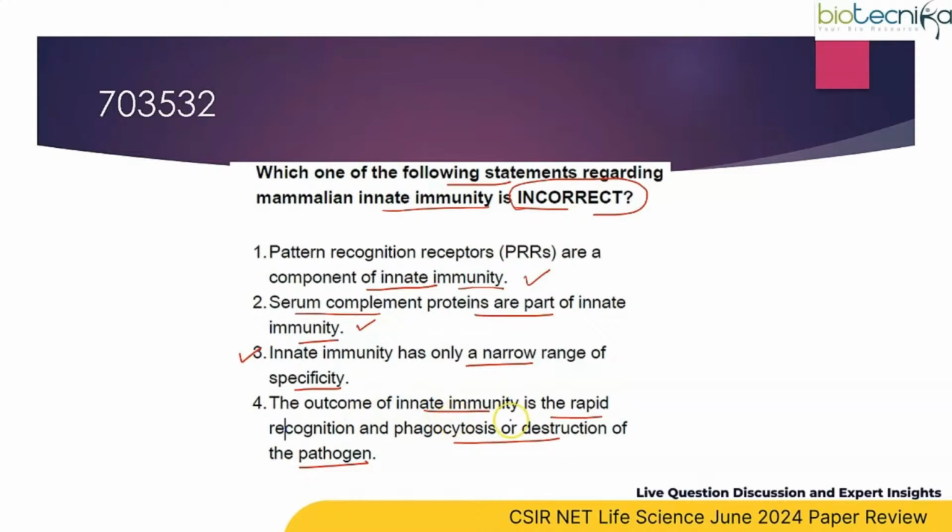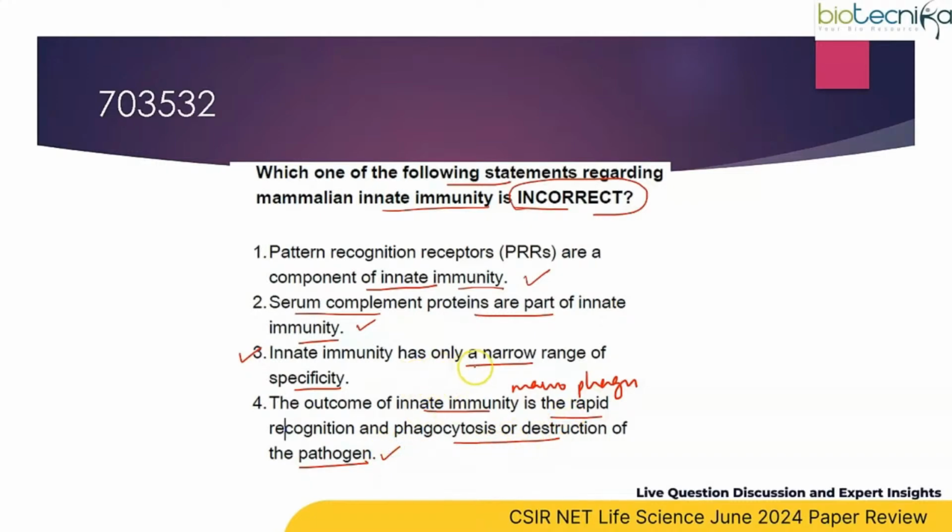4th says the outcome of innate immunity is the rapid recognition and phagocytosis or destruction of the pathogen. This is also correct, because innate immunity cells like macrophages and monocytes first recognize and then phagocytose. They can destroy the pathogen. So the 4th is also correct.